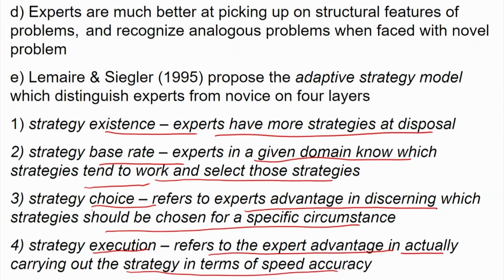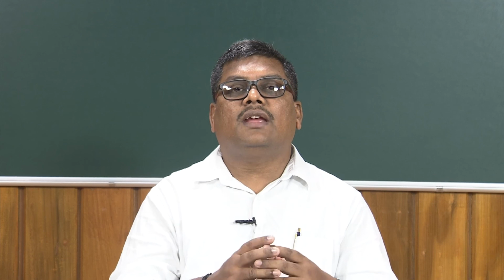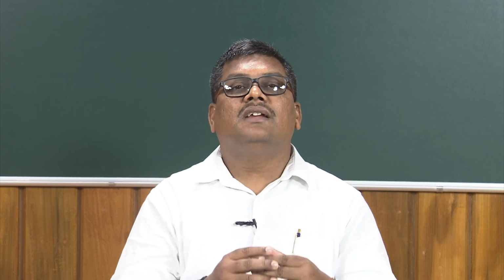And fourth is strategy execution, which refers to the expert advantage in actually carrying out the strategy in terms of speed and accuracy. So, even if a novice knows a strategy, they would not be able to implement it with speed and accuracy. But experts, since they have used the strategy a number of times, know what strategy is going to work and have a number of strategies at their use, can also execute the strategy fast, with higher speed and higher accuracy, and that is how they differ from the novice.